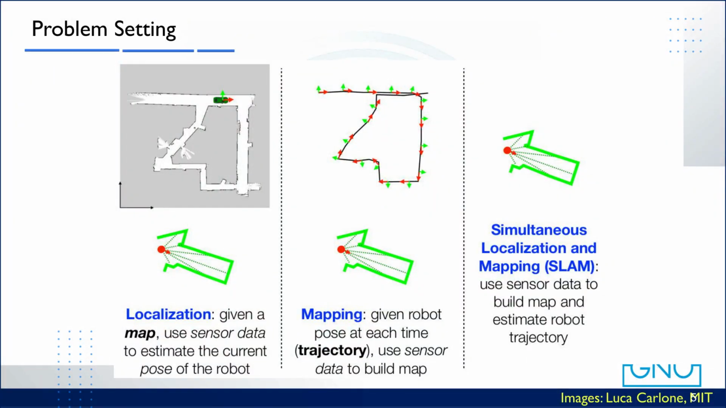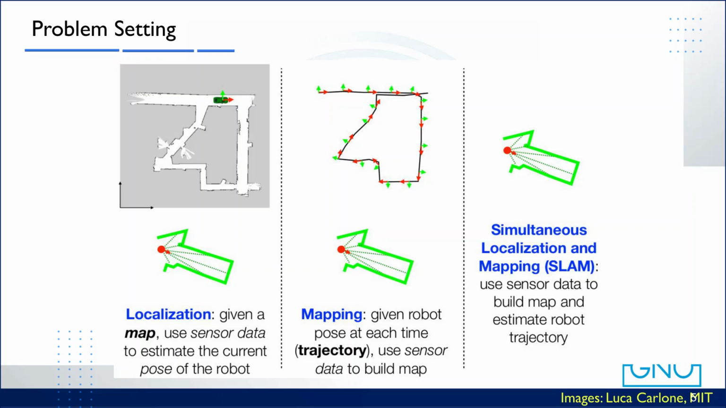First, I introduce the fundamental problem setting behind SLAM. On the left, we have localization. Here, we assume the map is already given, and the robot uses sensor data to estimate its current position and orientation within that map. In the middle, we have mapping. In this case, the robot's pose at each moment is known, and the system uses sensor measurements to gradually build a map of the environment.